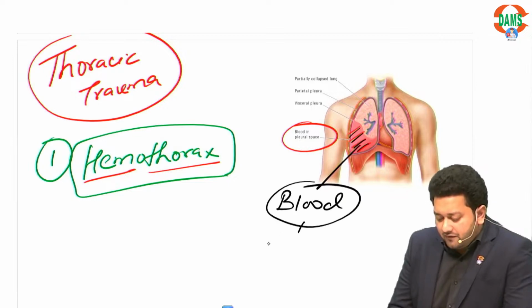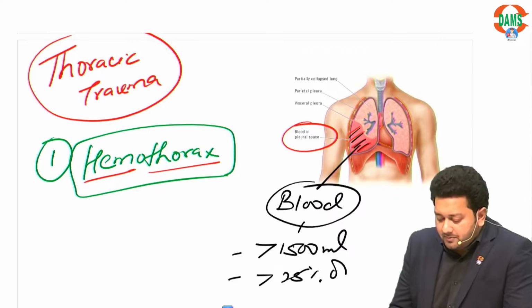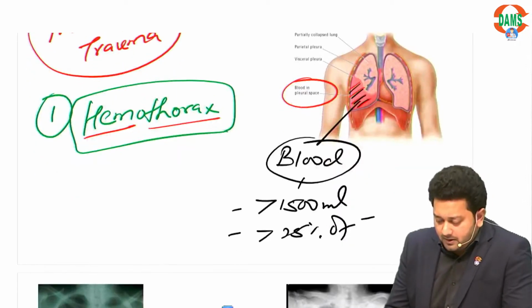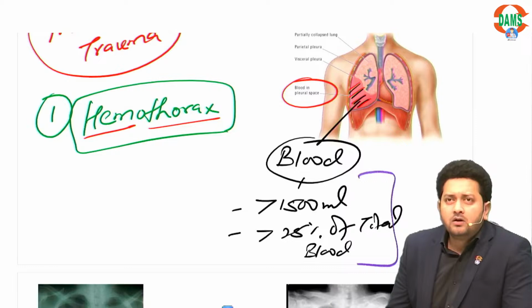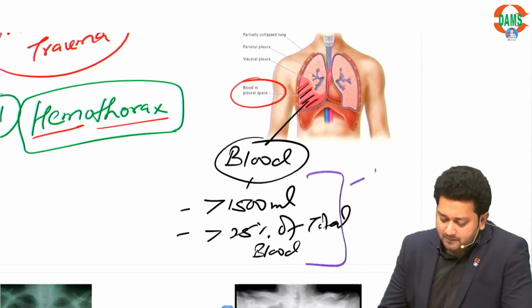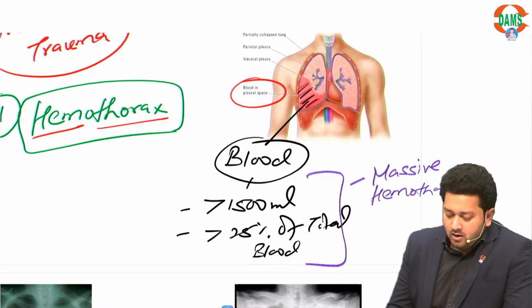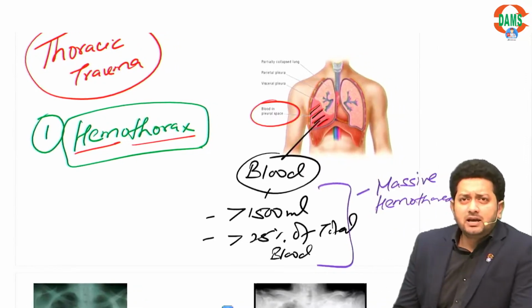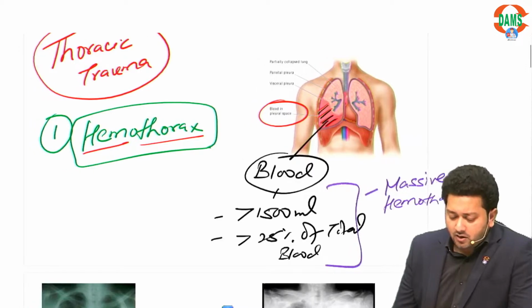Now if this blood is more than 1500 ml, or in the pediatric age group more than 20% of the total blood, then this is known as massive hemothorax. It is a very common injury, mostly occurring because of blunt trauma to the chest. It can occur because of blunt trauma, and also because of penetrating trauma.